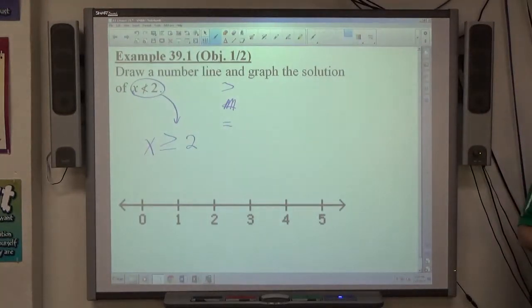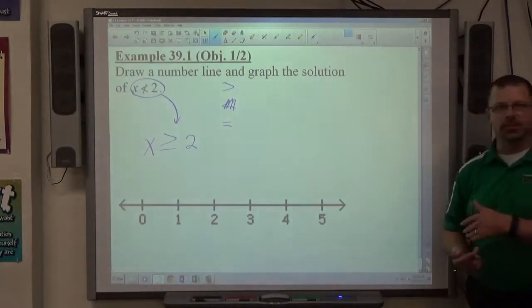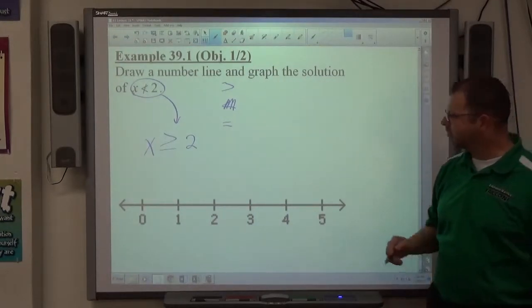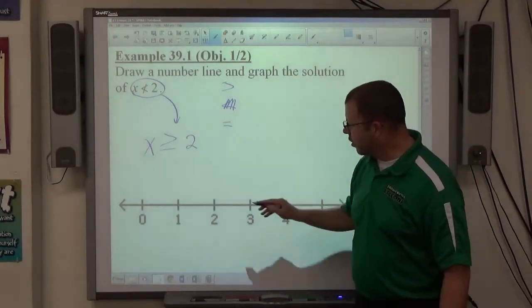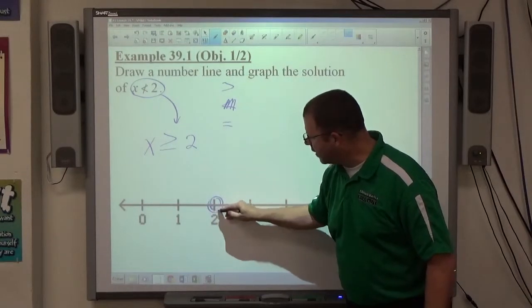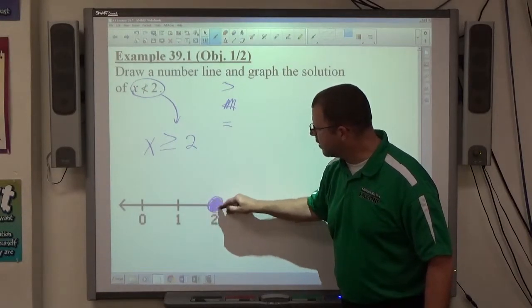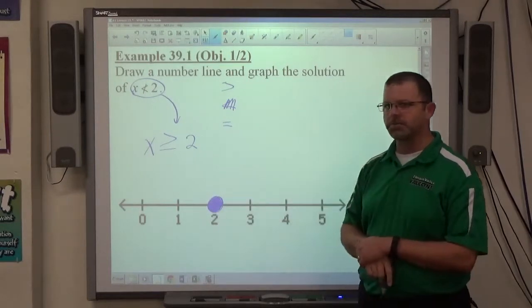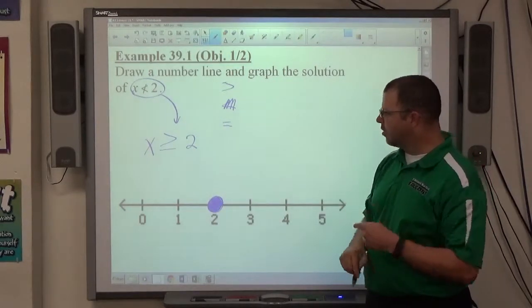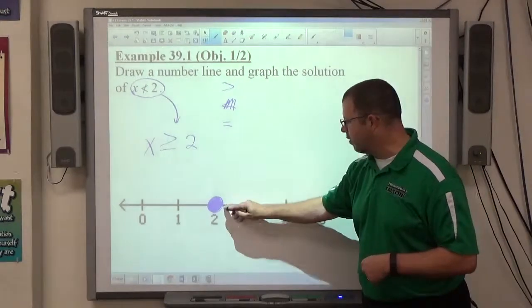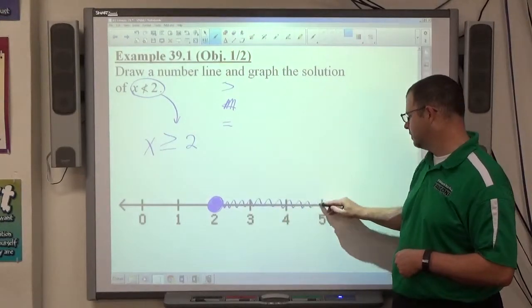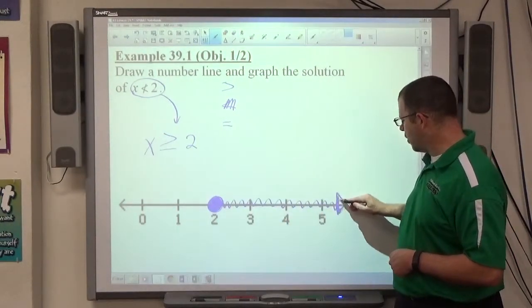Then we graph x is greater than or equal to 2 the same way we have already since lesson 36 or 7. Greater than or equal to 2 means at 2 I'm going to put a solid filled in circle. The equals 2 makes the 2 itself part of the answer. And then greater than 2 would be numbers like 3, 4, 5. So I'm going to shade off this direction. Make my arrow much bolder than the other arrow.